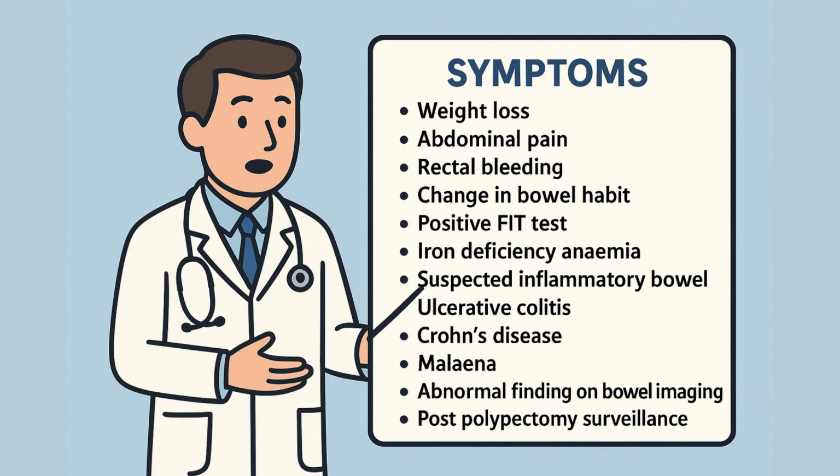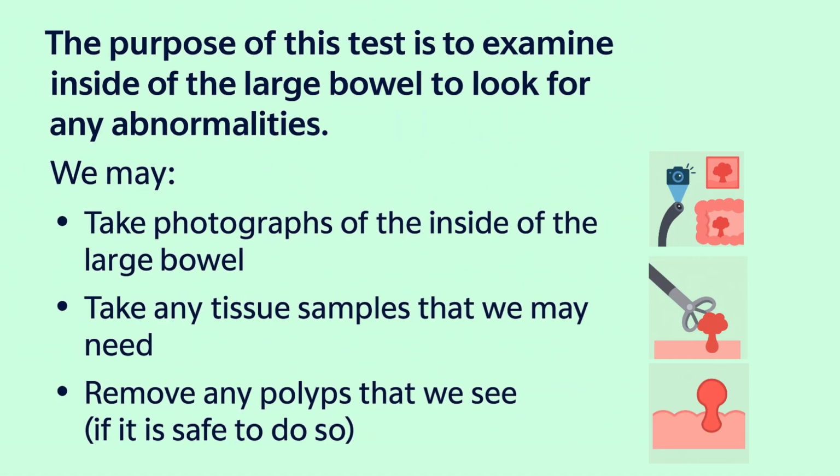There may have been an abnormal finding on bowel imaging, or you may have had polyps removed before and are now on a post-polypectomy surveillance program. The purpose of this test is to examine the large bowel to look for any abnormalities. We will take pictures to show where we have been and what we have seen. We will also take any tissue samples that we need to, and we will remove any polyps that we see if it is safe to do so. Some polyps can be quite large and we may need to bring you back for another appointment to remove them.